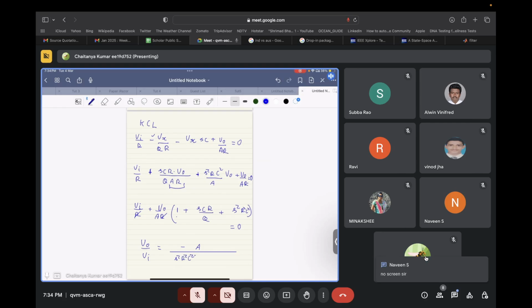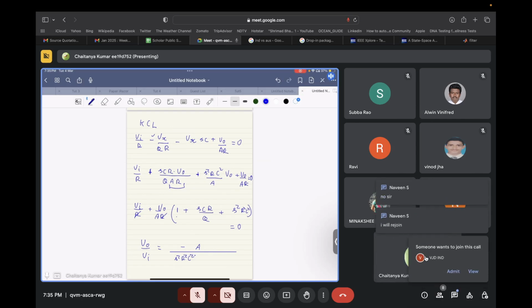The screen is not visible, is it? No, sir, it is visible. It is visible. Okay, Naveen, I think you can change the layout. Maybe you might try to rejoin, Naveen. Then probably you can see the screen. Are you able to see that now? Okay, so what exactly you are seeing? Okay, rejoin and try.